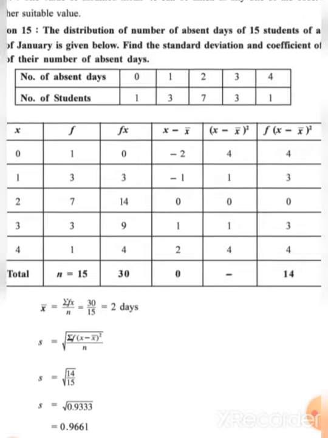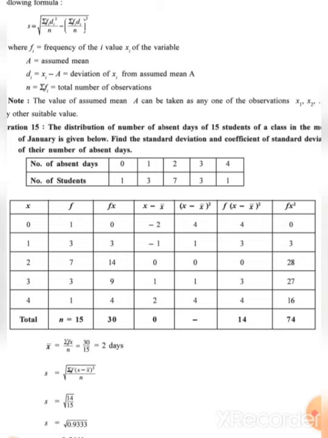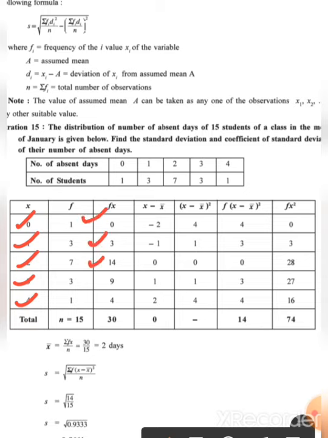Over here, children, in the table, first of all you need to write all the values. So you will have your xi, that is 0, 1, 2, 3, 4. Frequencies are also given to us, that is 1, 3, 7, 3 and 1. You will do the total of it because we need to have the mean. So the total is actually 15.